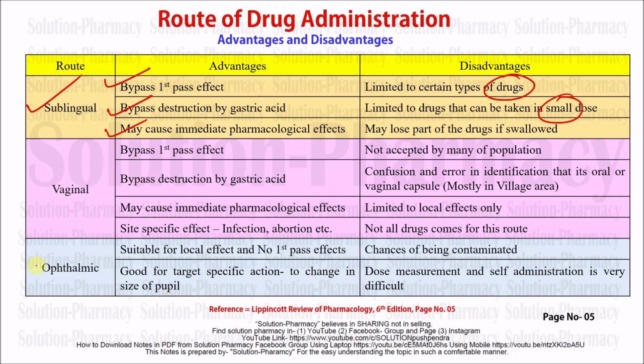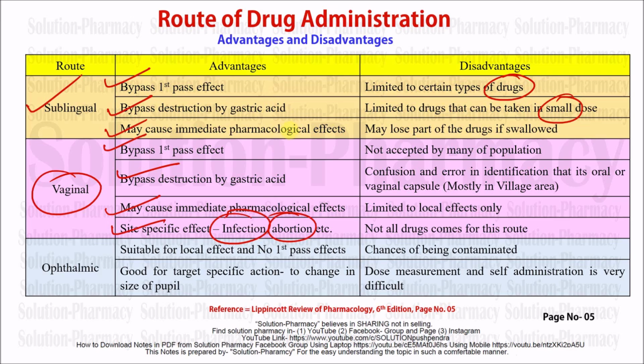Next route of drug administration is vaginal. The vaginal route is very uncommon and very hesitant for many women. The effect of the vaginal route of drug administration will be localized, and it also has some advantages. This will bypass first pass metabolism, bypass the destruction by gastric acid, and may cause an immediate pharmacological effect, like a local effect such as abortion or any other site-specific effect to treat infection, vaginal infection, or to cause abortion. We can use this route of drug administration.